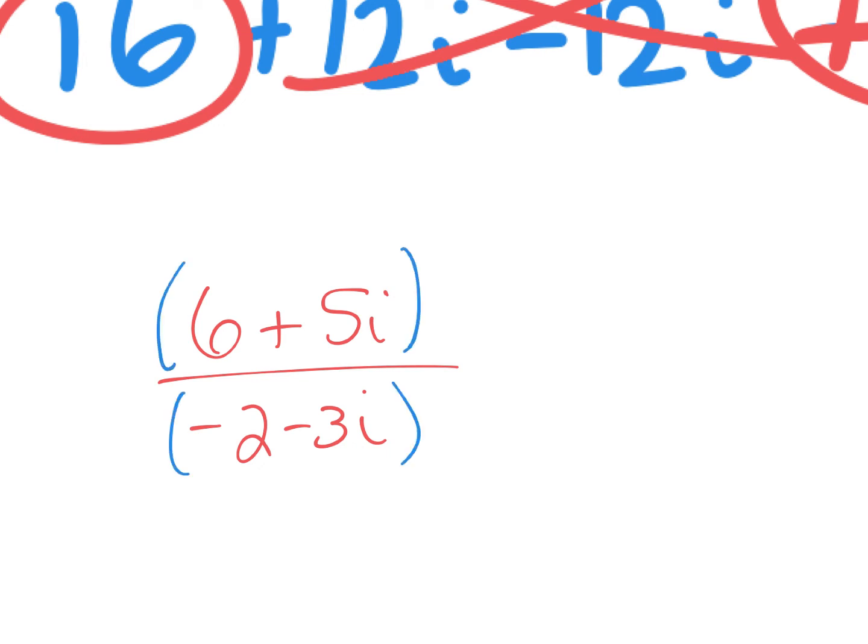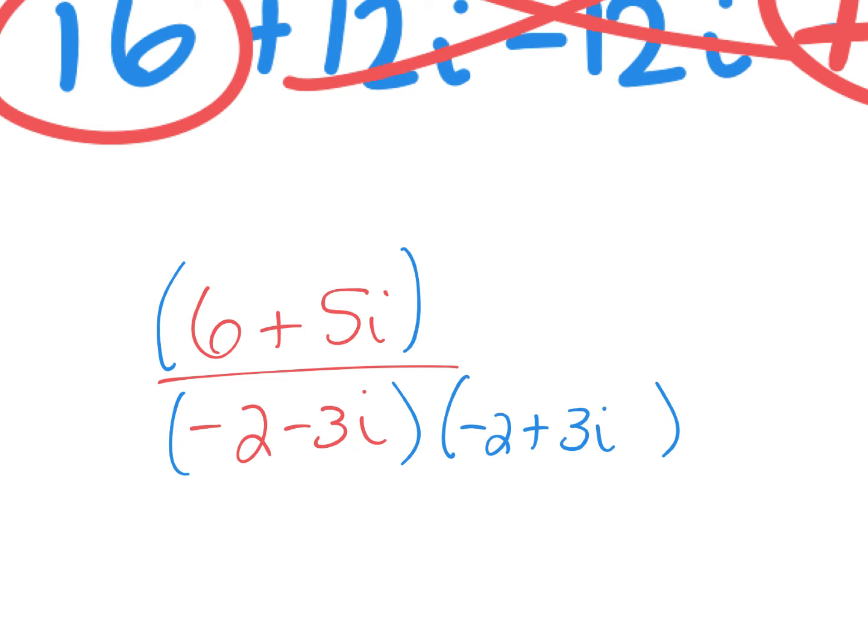6 plus 5i is a complex number in and of itself. Negative 2 minus 3i is a complex number in and of itself. In order to get the i's to cancel out, you need to multiply the denominator by its complex conjugate. What is the complex conjugate of negative 2 minus 3i? Negative 2 plus 3i. The only sign that changes is the one in the middle.